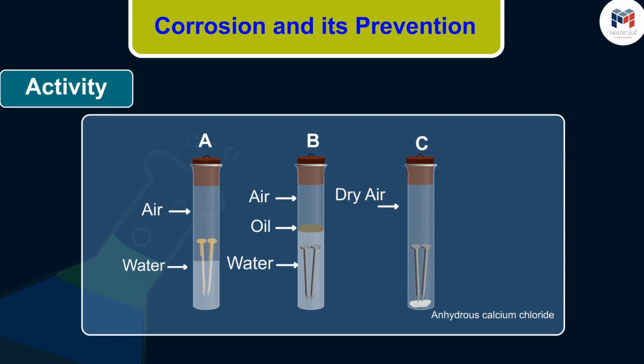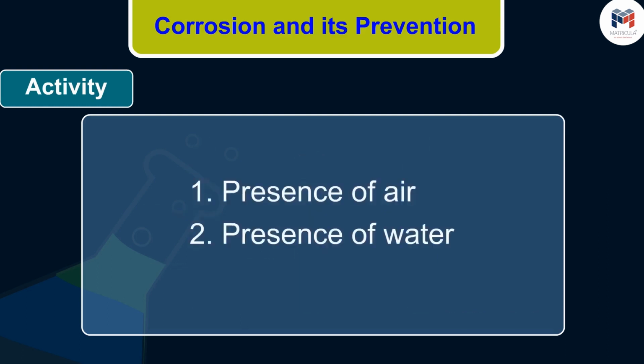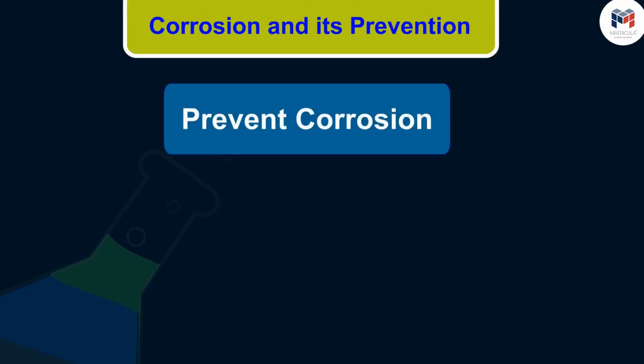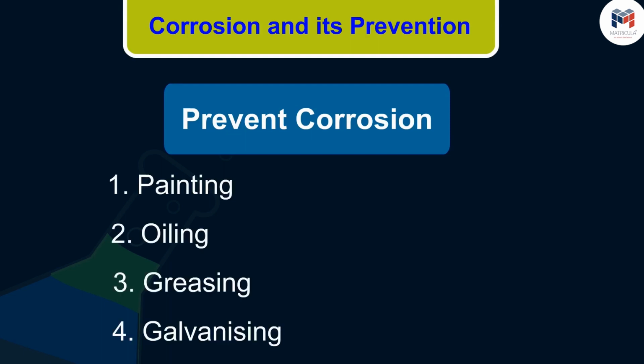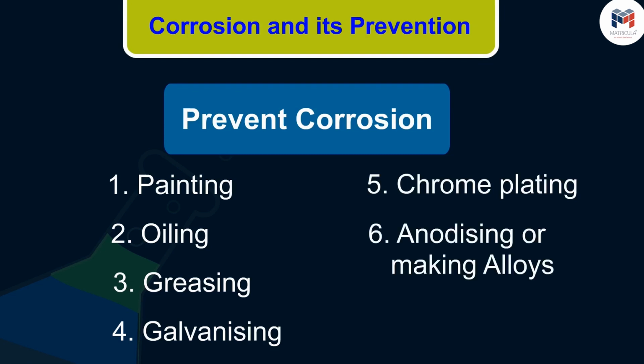What does this tell us about the conditions under which iron articles rust? 1. Presence of air. 2. Presence of water. Let us now try to figure out what are the ways in which we can prevent corrosion. The rusting of iron can be prevented by painting, oiling, greasing, galvanizing, chrome plating, anodizing, or making alloys.